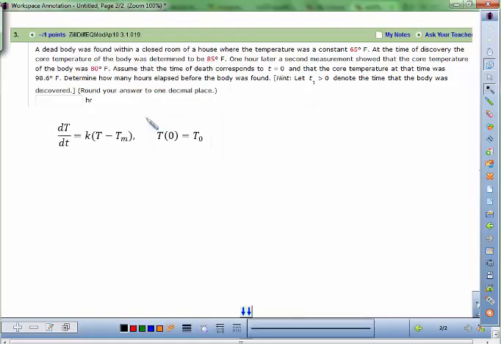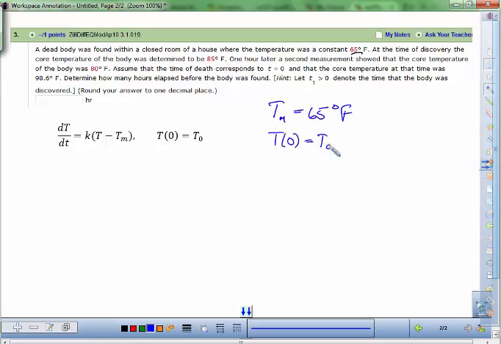So let's fill in some of the parameters that are involved here, like the constant temperature of 65 degrees. What do you think that corresponds to in our equation? T sub m is 65 degrees Fahrenheit. Our T0 is equal to T naught, where T naught is the initial. What's that equal to? It's 98.6. Is there anything else?